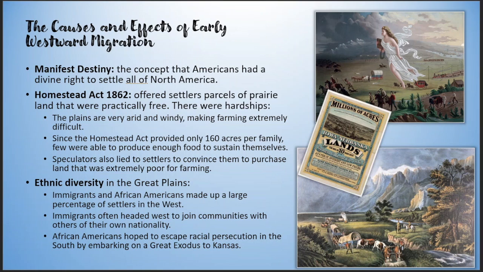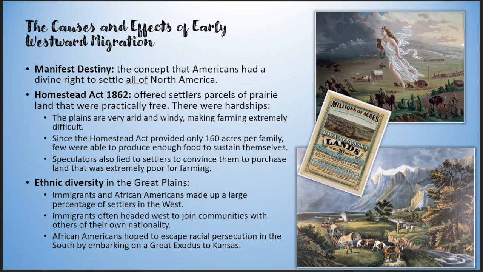And one of the cultural factors that played a role in motivating early westward expansion was manifest destiny. And remember, that is the concept that Americans had a divine right, like a right from God to settle all of North America. Then there was the Homestead Act of 1862, and it made settling the Great Plains almost irresistible to Americans because it offered settlers parcels of land that were practically free.